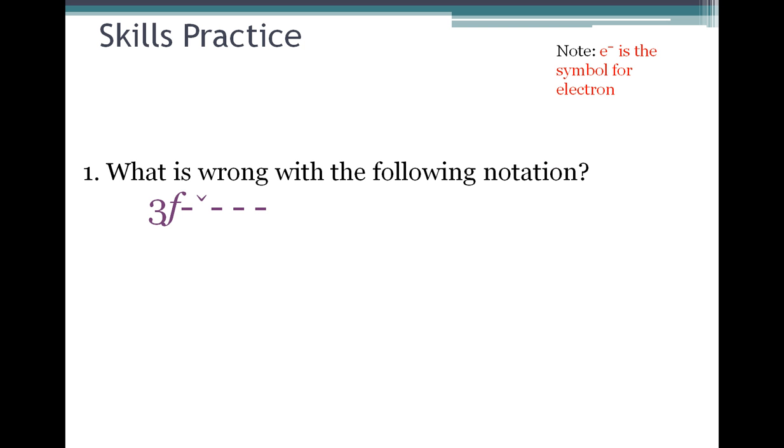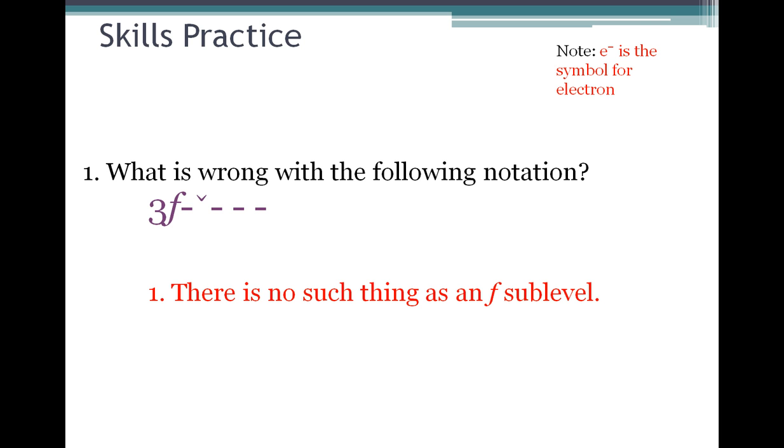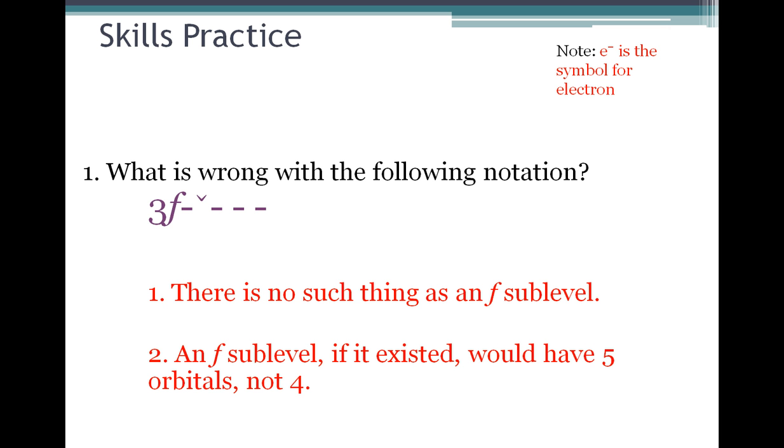So now we can move on to the skills practice, and we are almost done. And it says, what is wrong with the following notation? There is no such thing as an F sublevel in the 3rd energy level. There is only S, P, and D. And an F sublevel, if it existed in the 3rd energy level, which it doesn't, it's only in the 4th and upward, would have 5 orbitals, not 4, so it should have 5 lines instead of 4.